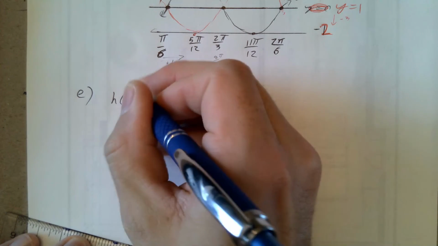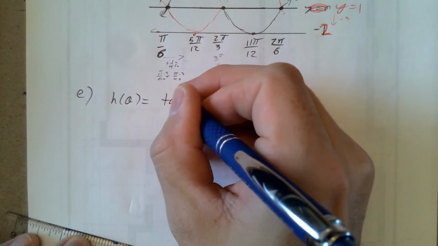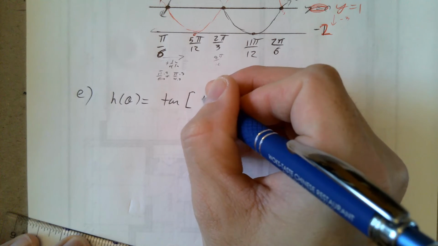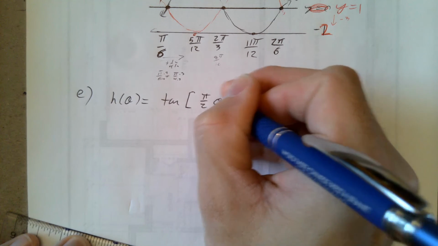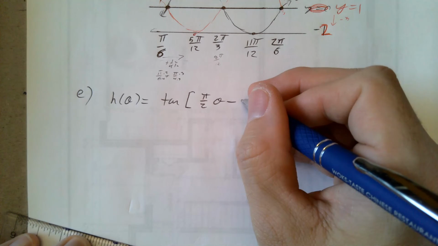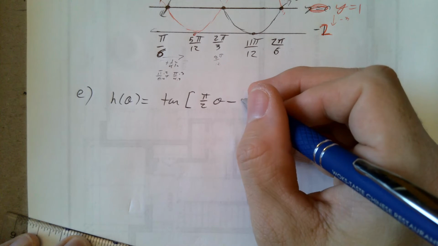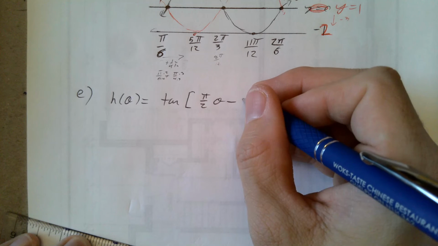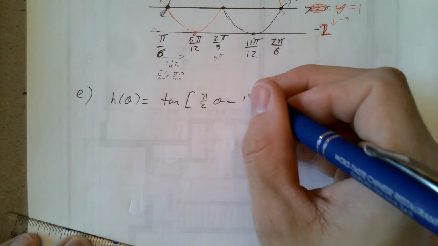H of theta equals the tangent of pi by 2 theta minus... sorry, I'm looking at my example and I think I need to change it. Let's do pi by 4.